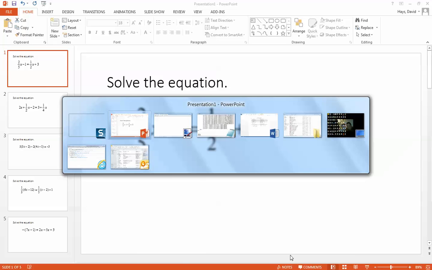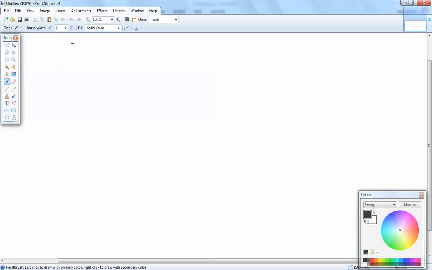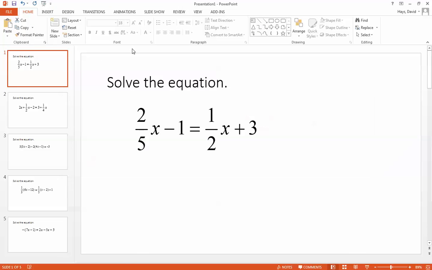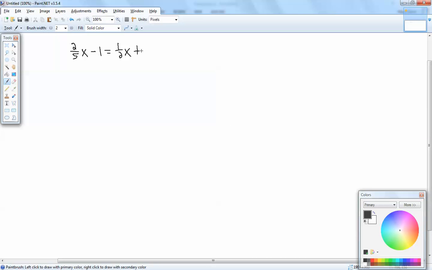Let's take a look at this problem. We got 2/5 x minus 1 equals 1/2 x, get there eventually, plus 3. Okay, let's go through our 4 steps.